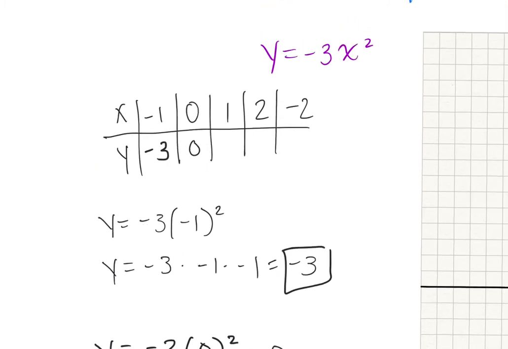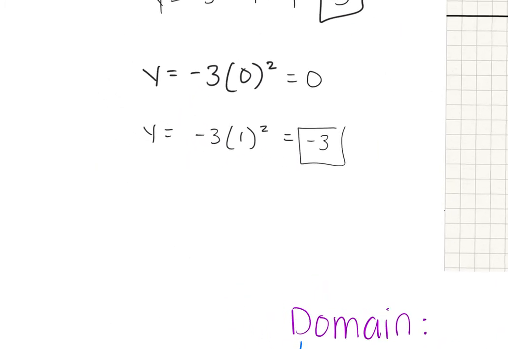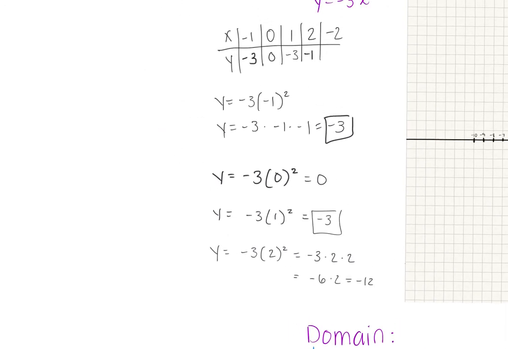So at 1, we also got negative 3. At 2, let's see what we get. y equals negative 3 times 2 squared. This is going to be negative 3 times 2 times 2, because remember, squaring something means you multiply it by itself 2 times. So this is going to be negative 6 times 2, which is negative 12. So we put in the negative 12.